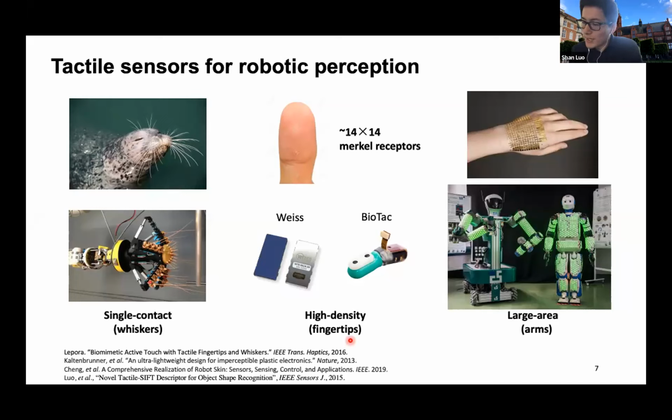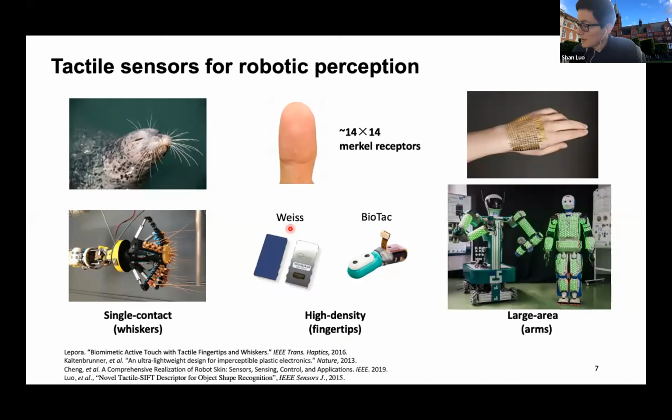In the middle, we can see we have fingertip. For fingertip, we have high resolution tactile sensing. For the human finger, we have 14 by 14 receptors for our fingertip. So we have made a lot of efforts into making these high resolution tactile sensors. For example, from WISE, we have 14 by 6 sensing elements, and also for BioTac, distributed on the fingertip.